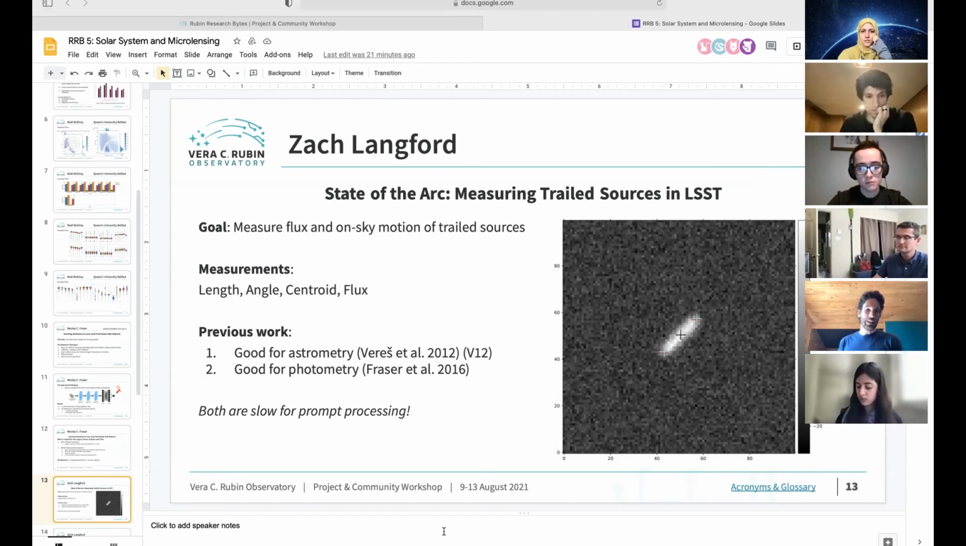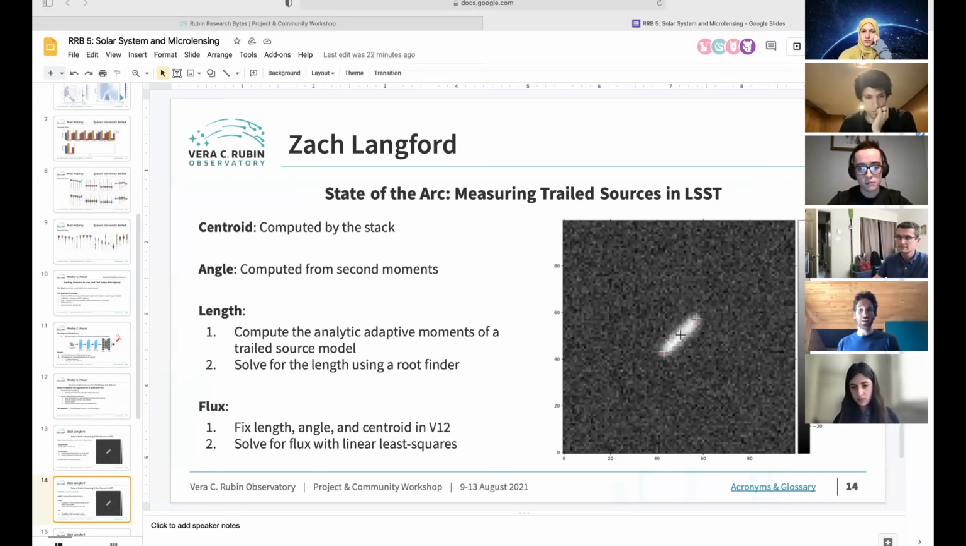So how do we do this in LSST? On the next slide, please. A couple of these we get for free. The LSST Science Pipelines stack does a great job of computing the centroid. And then from the adaptive moments, we can compute the angle pretty easily. And then that leaves us with length and flux.